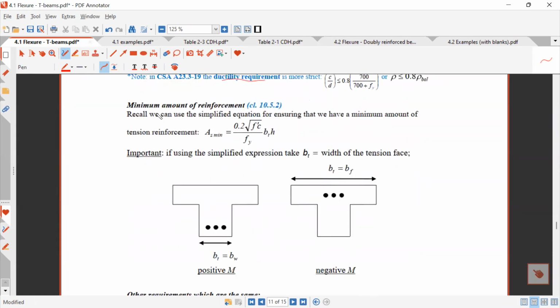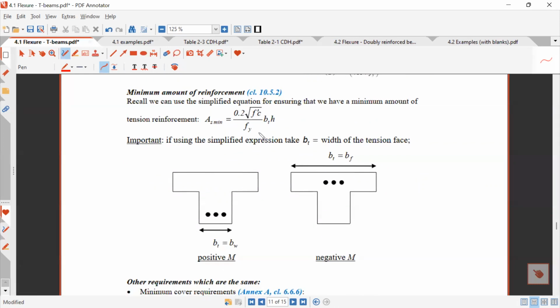Then we have the minimum amount of reinforcement. This also applies for T-beams. The only thing you need to be careful about is this BT. This BT is the width of the tension face.